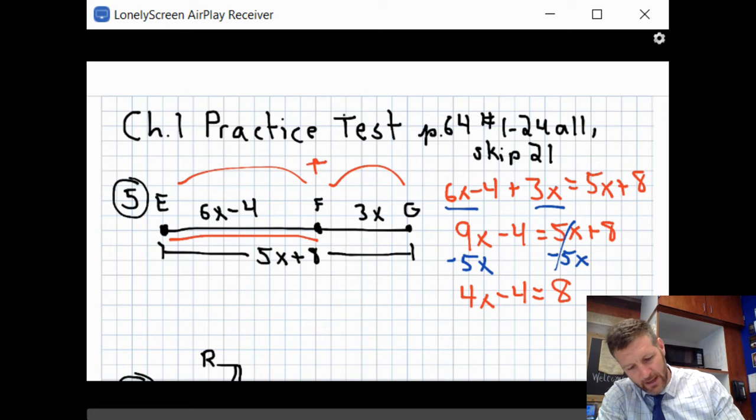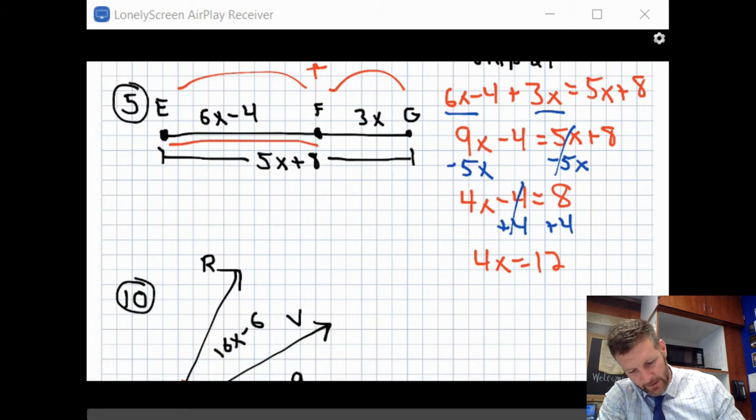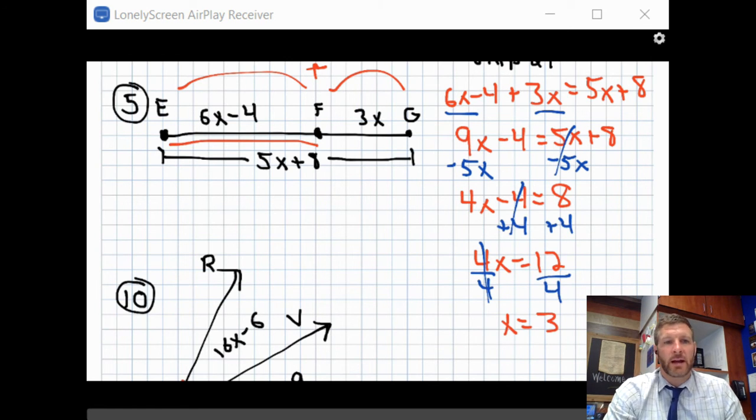Okay, now we can add the 4 to get the x's by themselves. So I'm going to add 4 to both sides. That cancels out. And so we now have 4x equals 12. Scroll down just a bit, keep solving. Now, the opposite of multiplying by 4 is dividing by 4. So let's divide both sides by 4. Cancels out, and we are left finally with our solution, x equals 3.